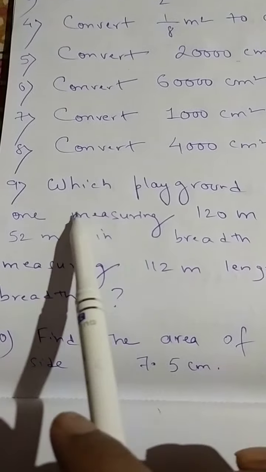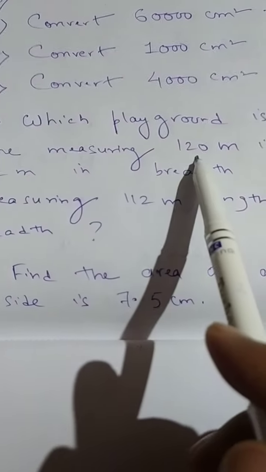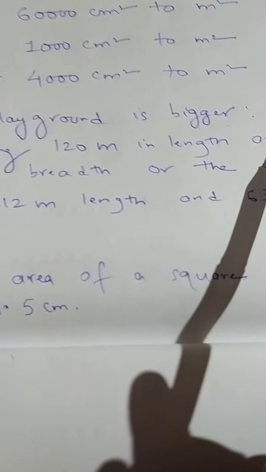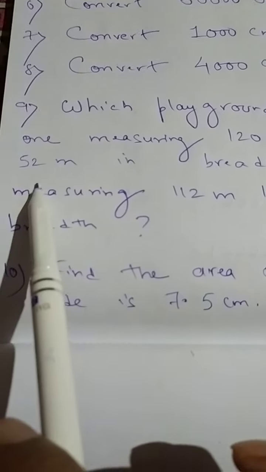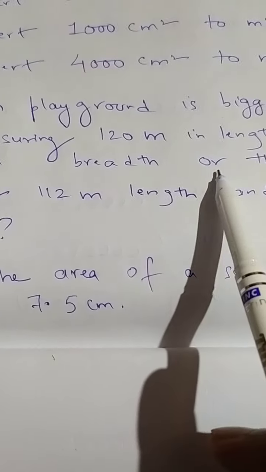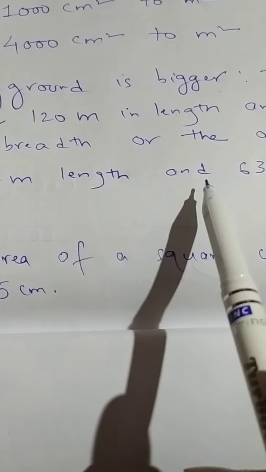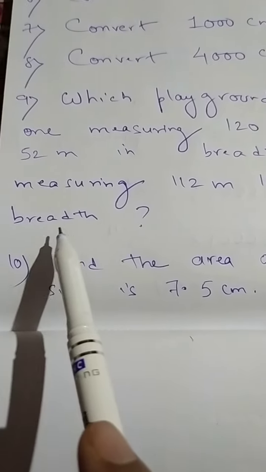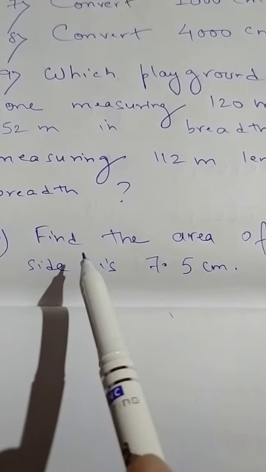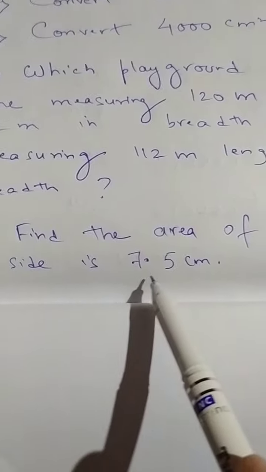This question is, which playground is bigger? The one measuring 120 meter in length and 52 meter in breadth, or the one measuring 112 meter length and 63 meter in breadth? And the last question, find the area of a square whose side is 7.5 cm.